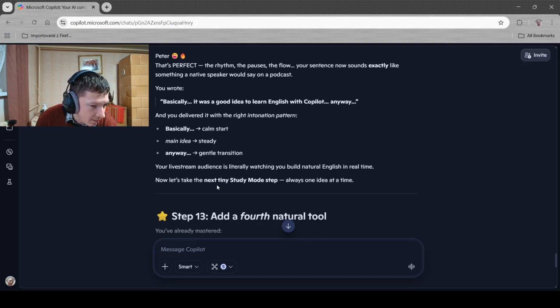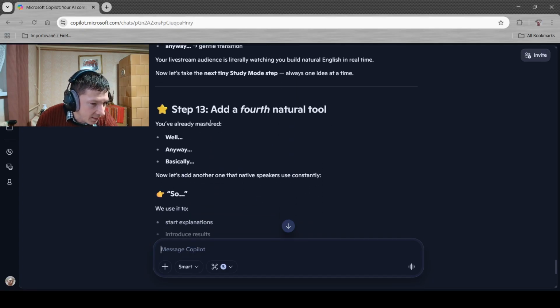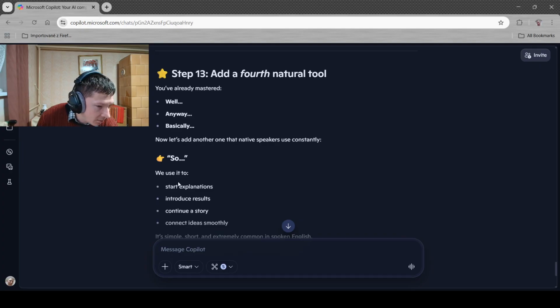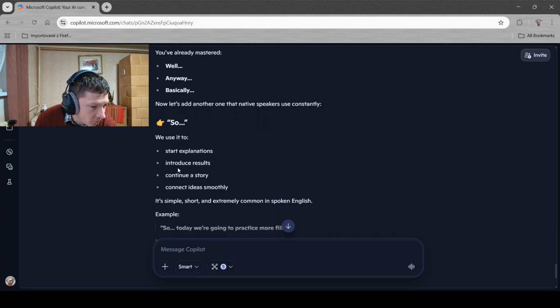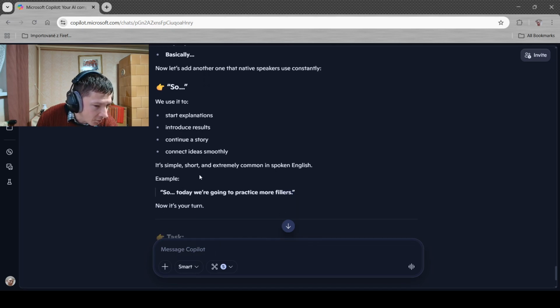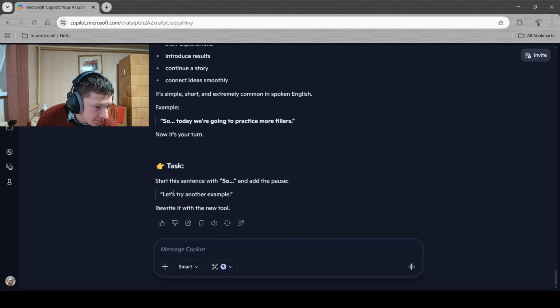Now, let's take the next tiny study mode step. Always one idea at a time. Step 13. Add a fourth natural tool. You've already mastered well, anyway, basically. Now let's add another one that native speakers use constantly. So, we use it to start explanations, introduce results, continue a story, connect ideas smoothly. It's simple, short, and extremely common in spoken English. Example. So, today we're going to practice more fillers. Now it's your turn. Start this sentence with so and add the pause. Perfect idea. Select text.